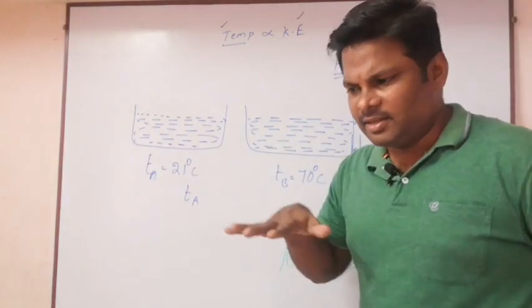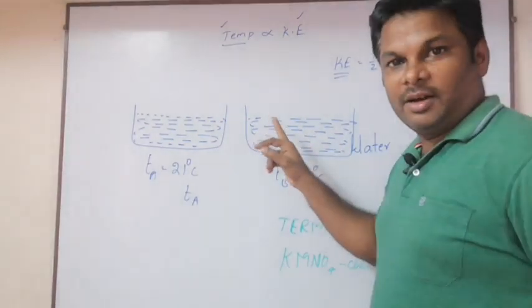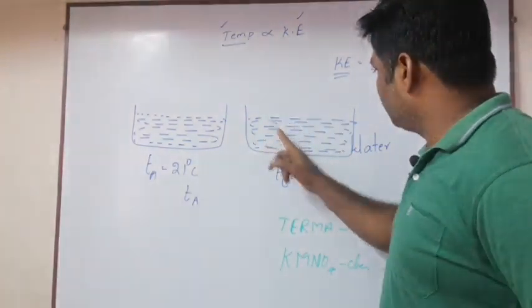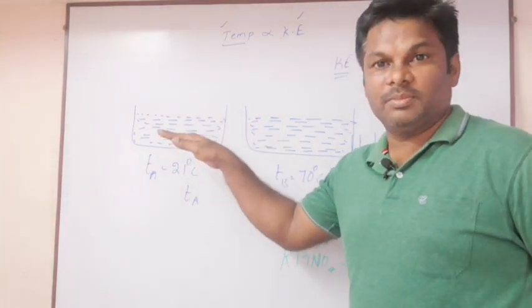That food color is spread all over the surface of the water present in the beaker. Here it will move very slowly.